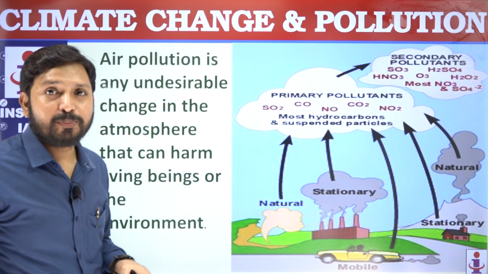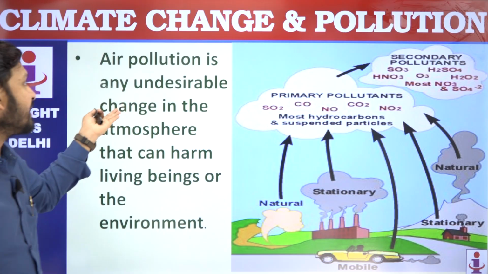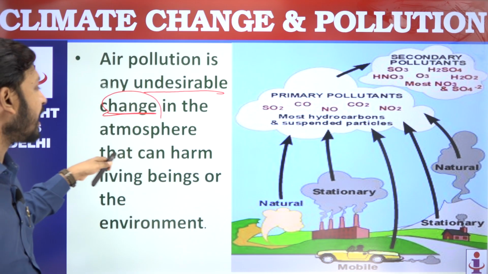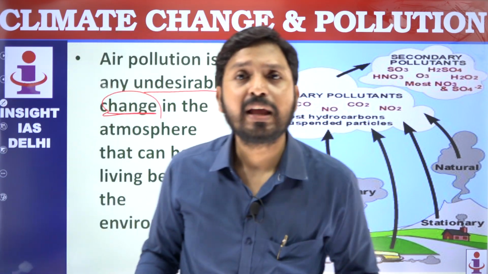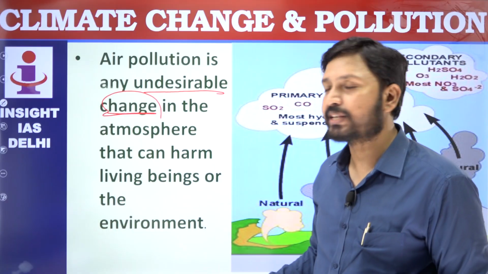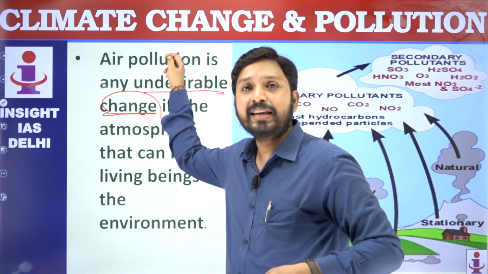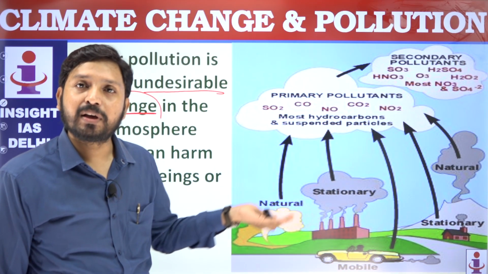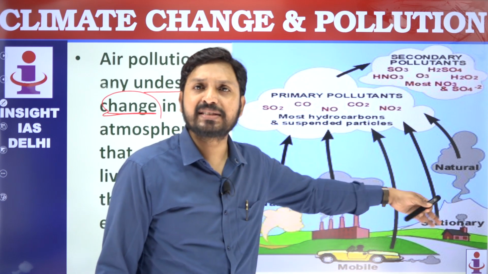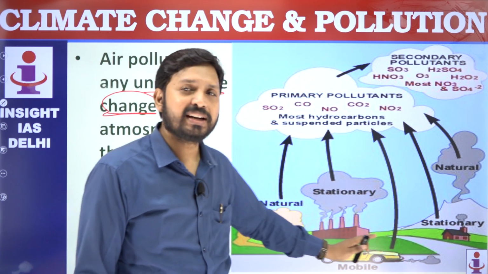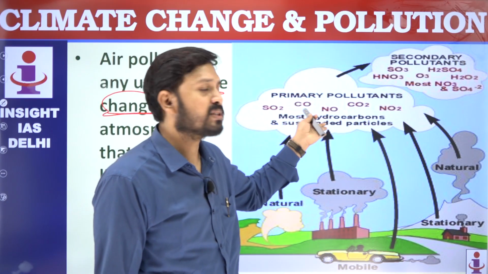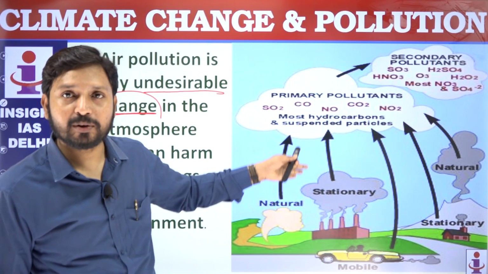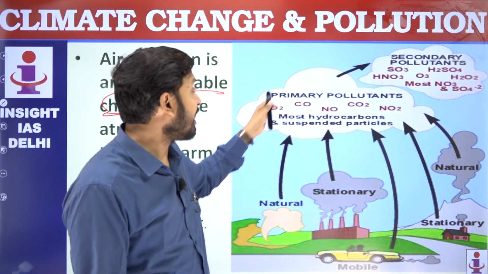So what is air pollution? Air pollution is any undesirable change occurring in the atmosphere that can have a negative impact either on living organisms or on the environment as a whole. These undesirable changes occurring in the air are called air pollution. For example, vehicles and industries are releasing a lot of gases. These pollutants are changing the composition of the atmosphere, increasing abnormal aspects which have a negative impact. These are called primary pollutants.